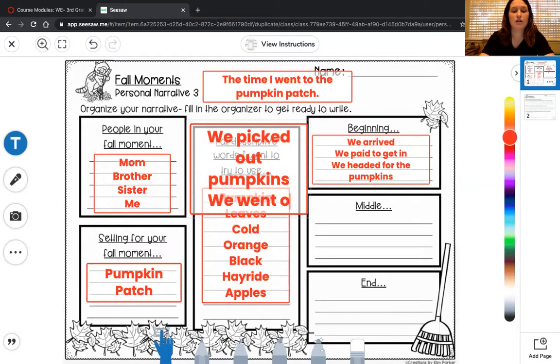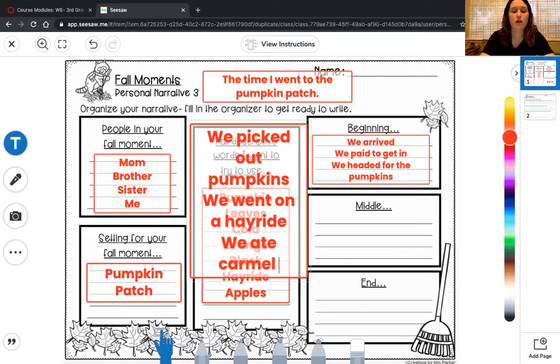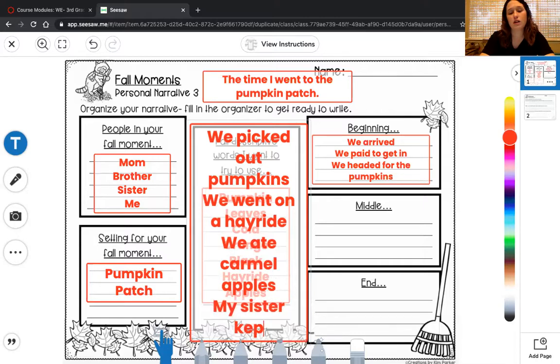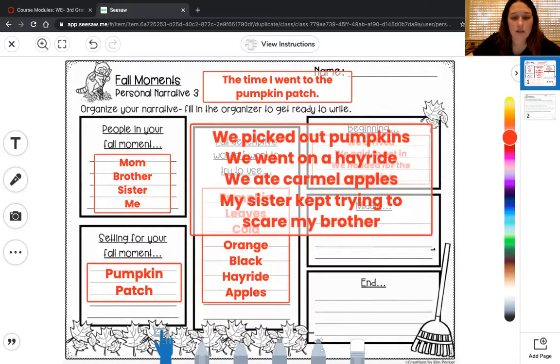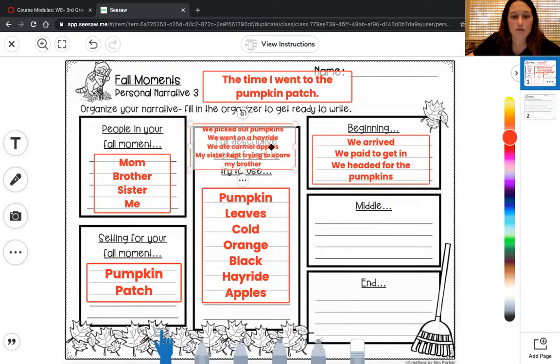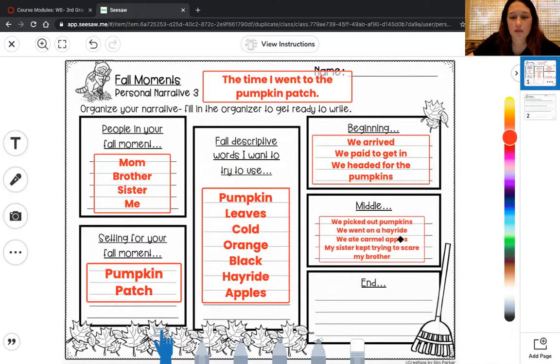We went on a hayride. We ate caramel apples. And my sister kept trying to scare my brother. So I kind of wrote a lot, so I definitely got to make this smaller. I'm going to put this in the middle, okay? All right, then I'm going to do the end.